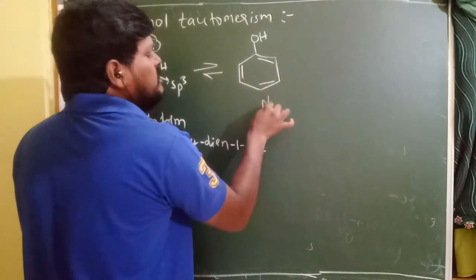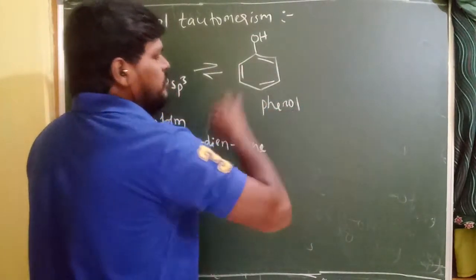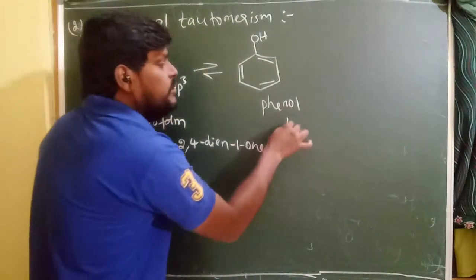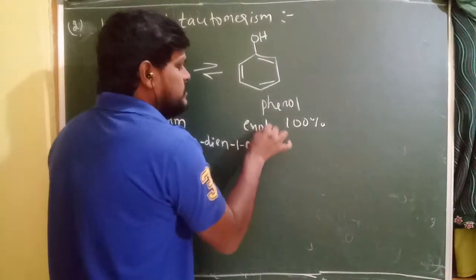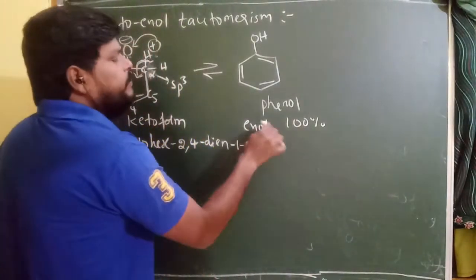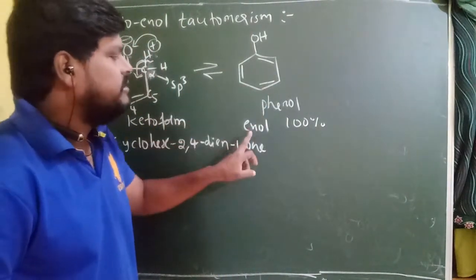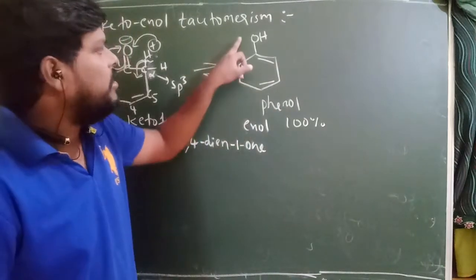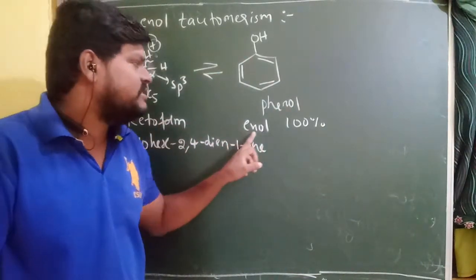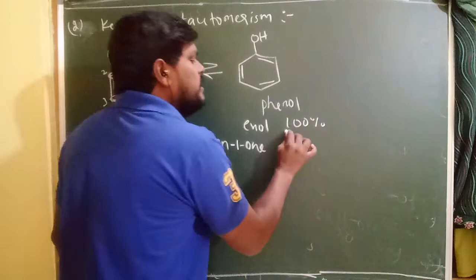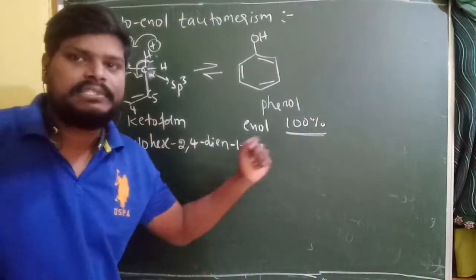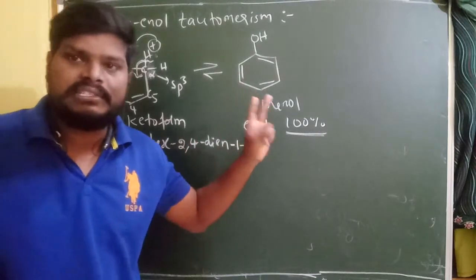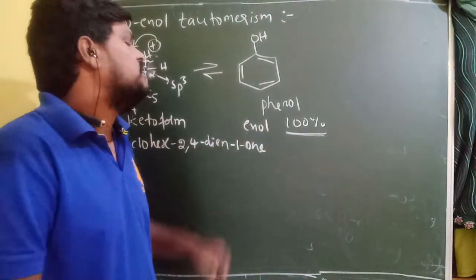Can you guess the name of this compound? Phenol, right? You know what phenol is. Now this is the enol form. Why? Because double bonds are there. The suffix for double bond is en and the alcohol suffix is ol. That's why this is the enol form. Here the enol form is 100% because there are 2 strong reasons. What are the 2 strong reasons here?